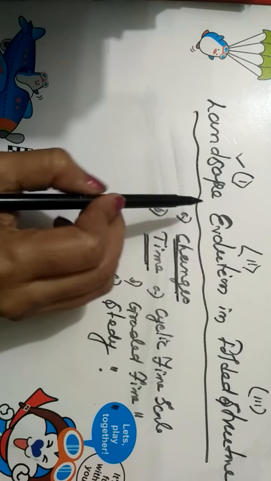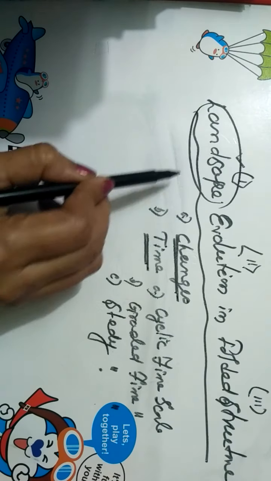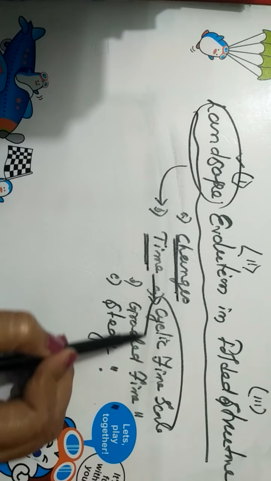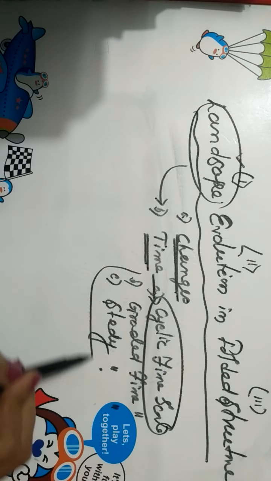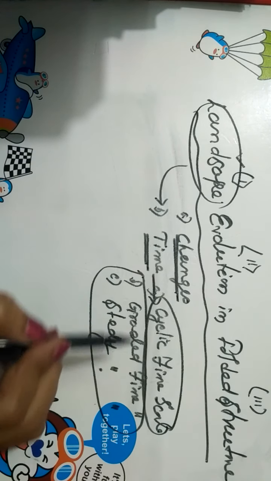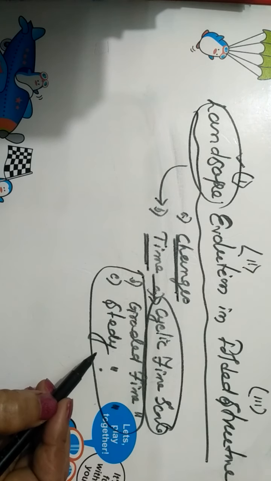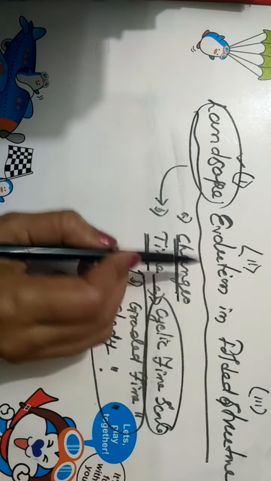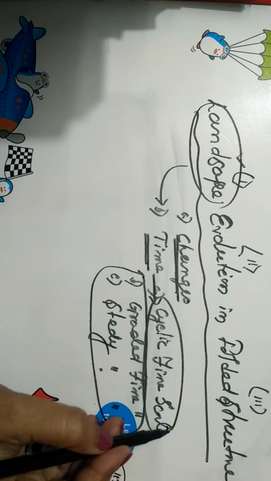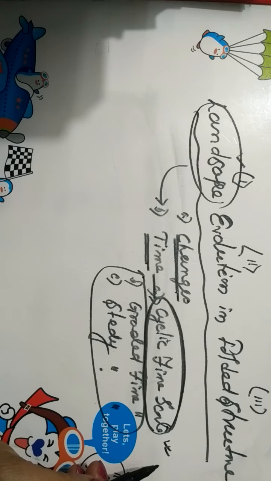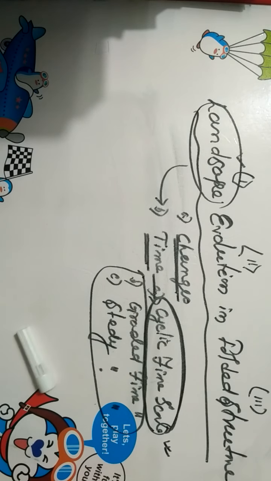Here, in the case of landscape evolution, time scale is very important, and that time scale related to cyclic time scale. These two are not very important in landscape evolution. Obviously those two types of time scale have an impact on landscape evolution, but here particularly landscape evolution in folded structure, most of the cases the time scale is the cyclic time scale. What is cyclic time scale?